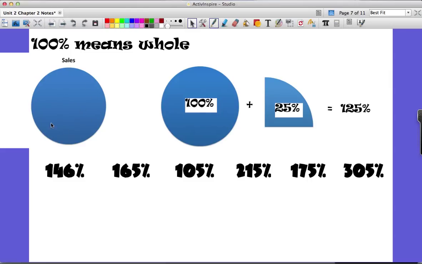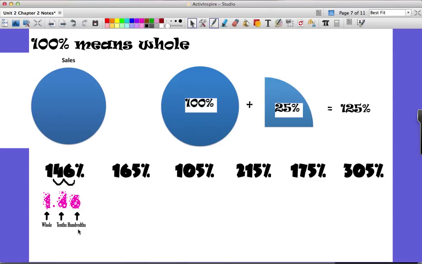So in this case, if this is your sales, if this is 100% of your sales, and this month you made 100% of your sales plus an extra 25%, that means you made 125%. So changing these to decimals and fractions is much the same. You move the decimal 2 places to the right or left. And then now your decimal is going to have a whole number in front because you have one whole group, and then you have 46 hundredths.